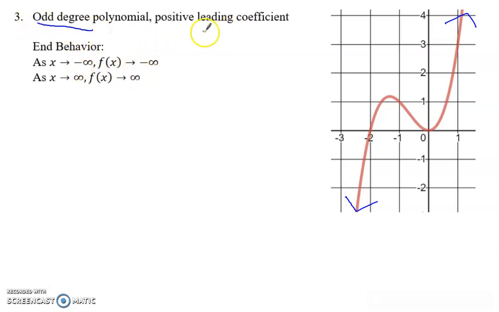So odd degree polynomial, positive leading coefficient. We've got as x approaches negative infinity, f of x approaches negative infinity. And as x approaches positive infinity, f of x approaches positive infinity. As we go left, we go down. As we go right, we go up.